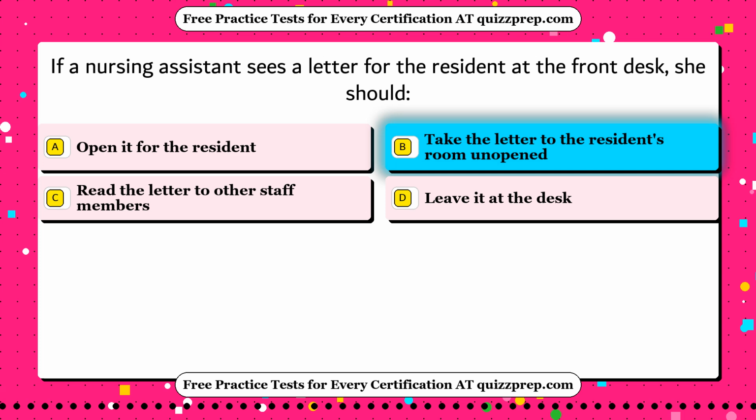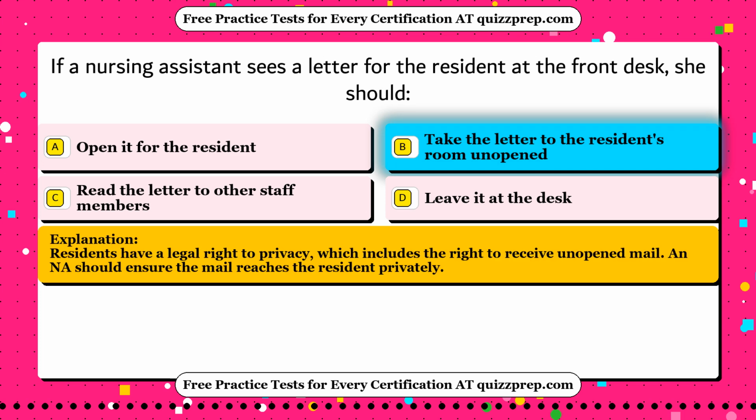The correct answer is option B. Take the letter to the resident's room unopened. Residents have a legal right to privacy, which includes the right to receive unopened mail, and the NA should ensure the mail reaches the resident privately.